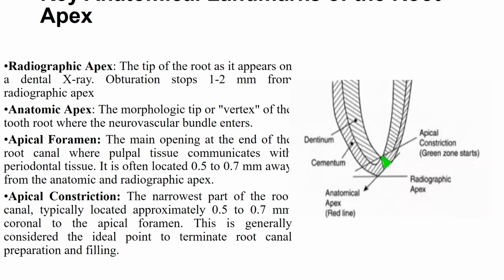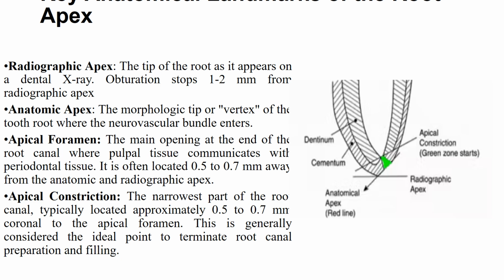When you're learning about the root apex, it's important that you know the key anatomical landmarks of the root apex. Let's see them one by one. The radiographic apex is the apex that you see on the radiograph. It is the tip of the root that appears on a dental x-ray, and ideally you should stop the obturation 1 to 2 mm short of the radiographic apex.